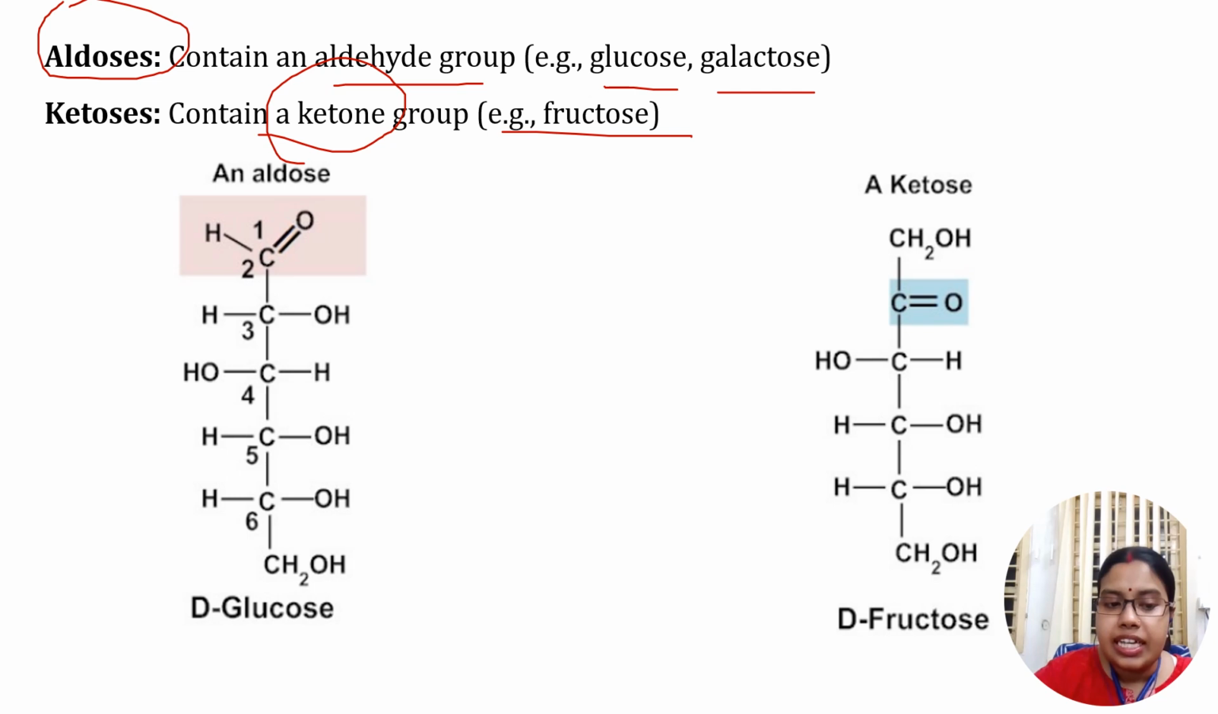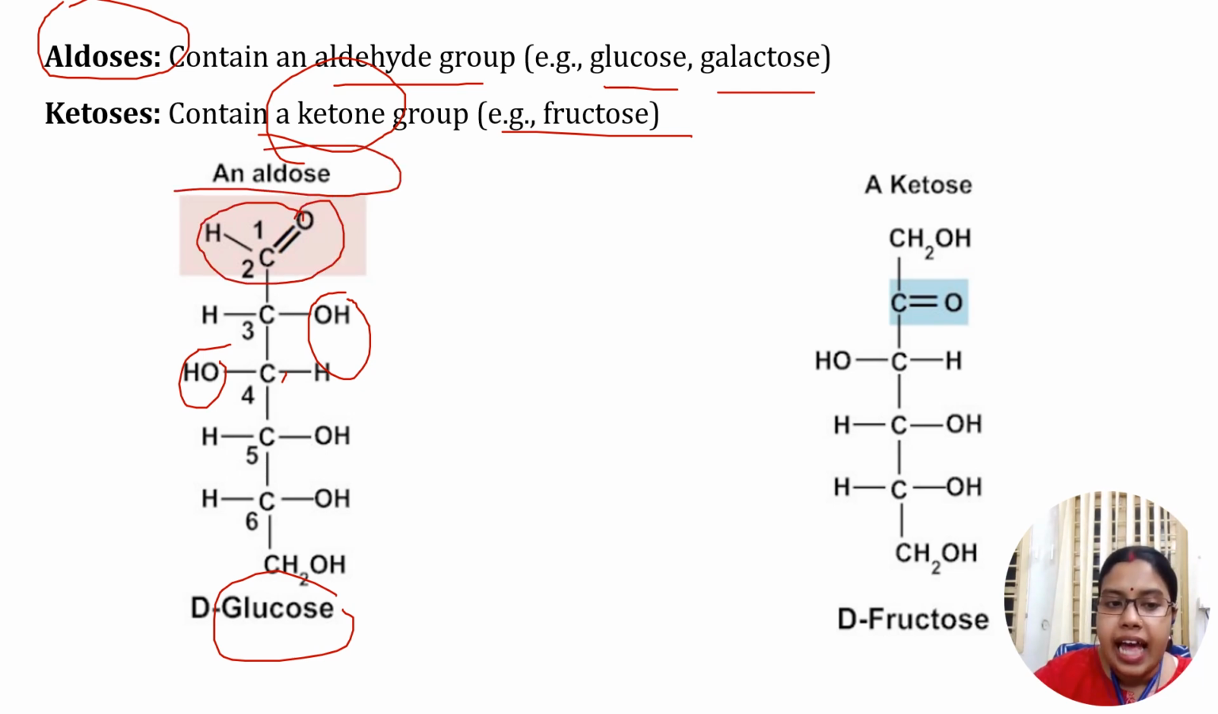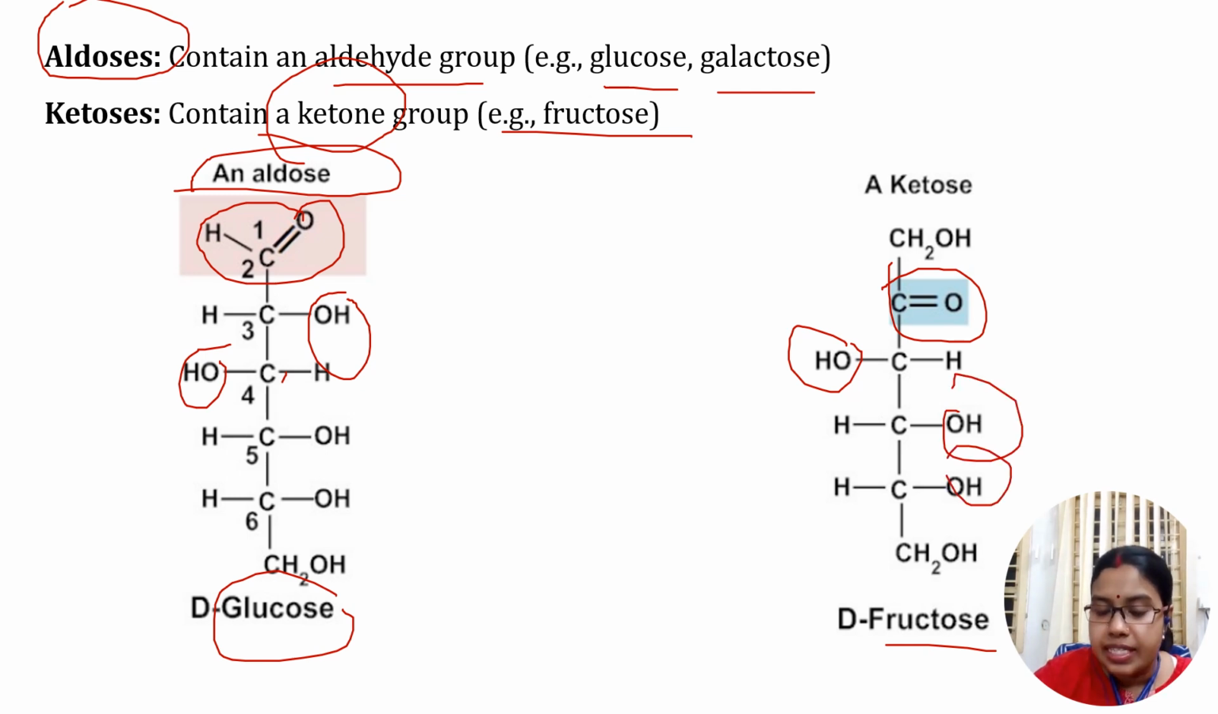So this is the structure of glucose. We can say here multiple OH groups are present and the aldehyde group is present. So it is under the aldose family. And in the case of the fructose structure, here the ketone group is present and multiple hydroxyl groups are also present. So it is a polyhydroxy ketone and it is also known as the ketose family.